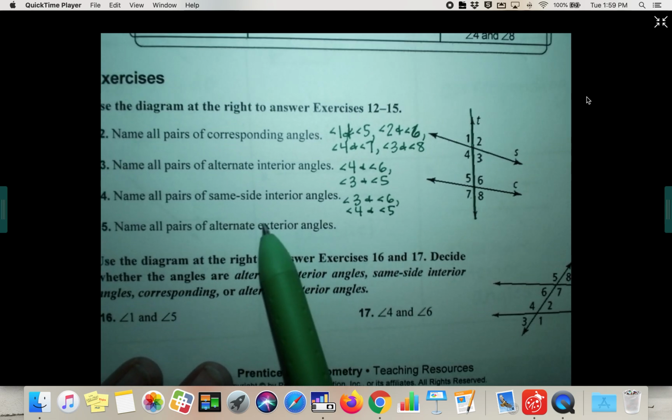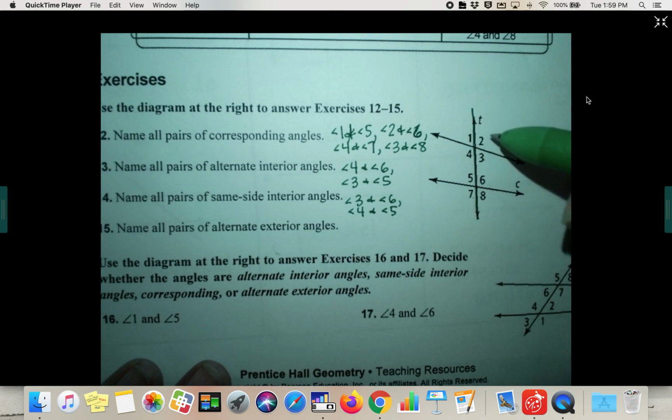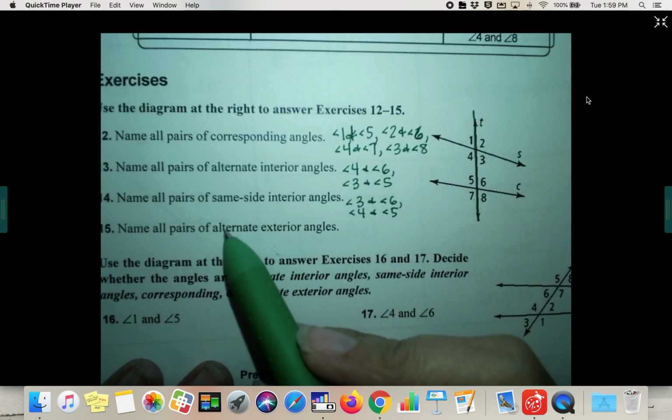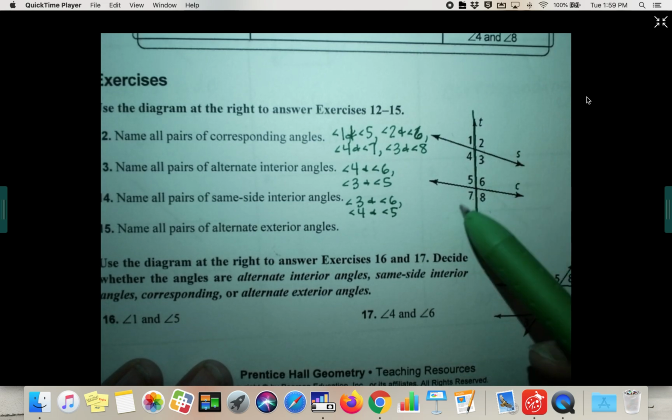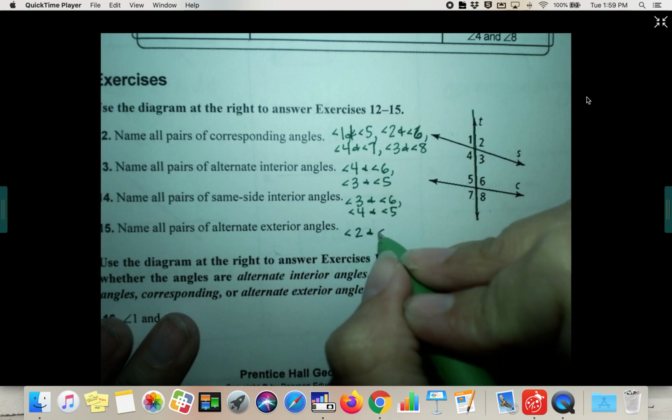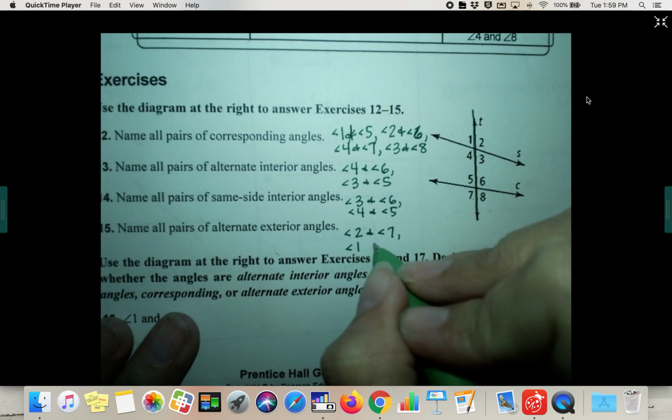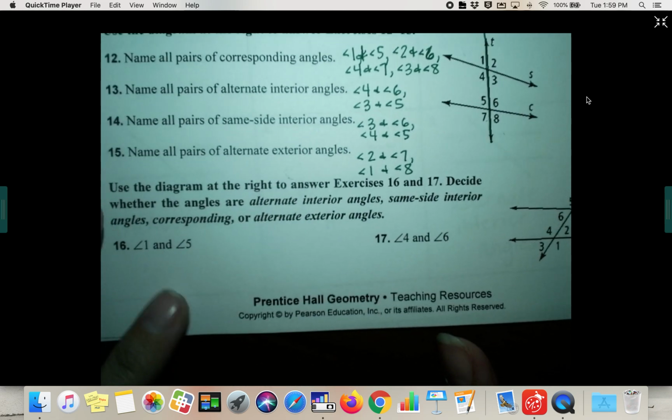All right, and then the last one is talking about exterior. Alternate exterior. So exterior are going to be 1 and 2, 7 and 8. And again, alternate kind of means crisscross, like 2 and 7 and 1 and 8. So angle 2 and angle 7, angle 1 and angle 8. All right, last ones.